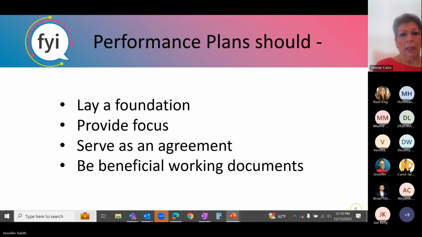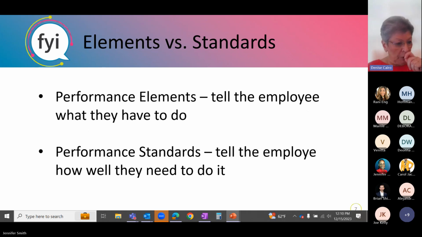Okay, next, please. I want to just mention the difference between a performance element and a performance standard. The performance elements are telling the employees what they have to do. The performance standards tell the employees how well they need to do it. Both of these are to reach acceptable performance, which obviously is the goal. And we really want our employees not just to meet their expectations, but to exceed their expectations. So when we set those standards, we're telling the employee how well they need to do it in order to meet the minimum requirements of their performance standards.